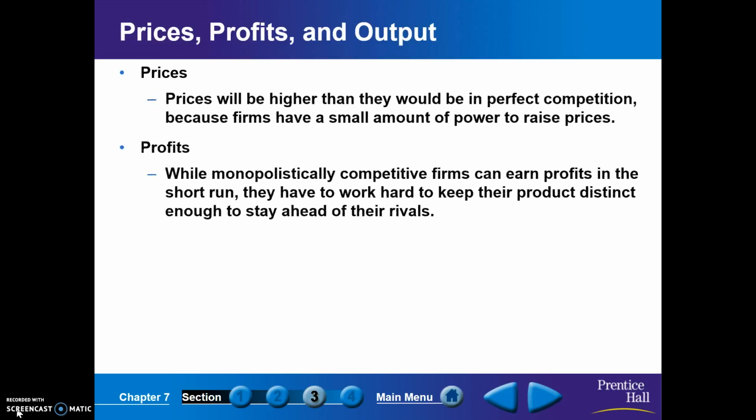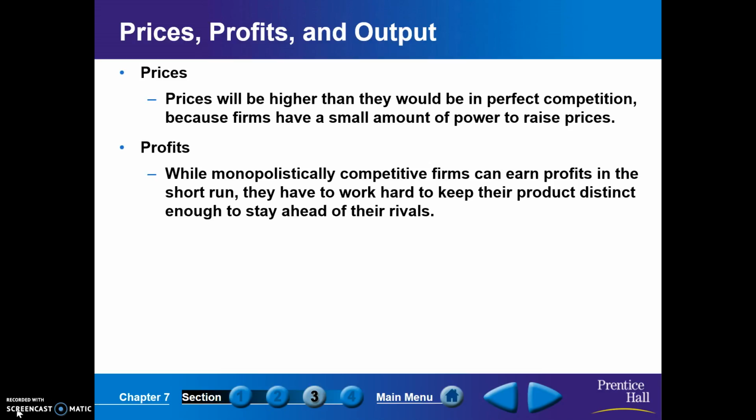All right, so we talk about price, profits, and outputs. Prices are going to be higher in perfect competition because firms have smaller power to raise the prices. In a monopolistically competitive market, they can earn profits in the short run. They have to work hard to differentiate their products to stay ahead of their rivals. If their products are very similar, like the Big Mac and Whopper, so similar that they look the same and taste the same, both companies are not going to earn profits. So you've got to differentiate.